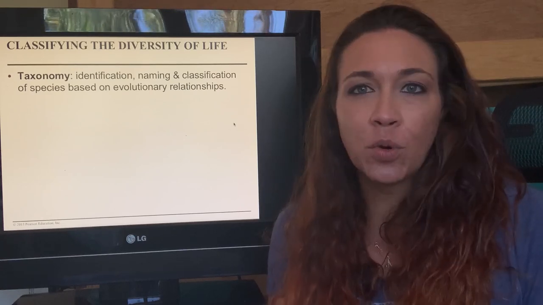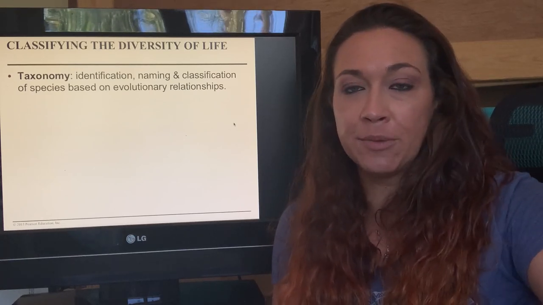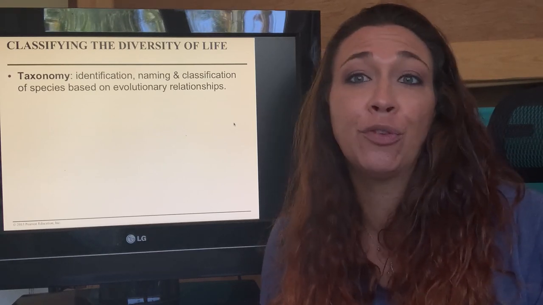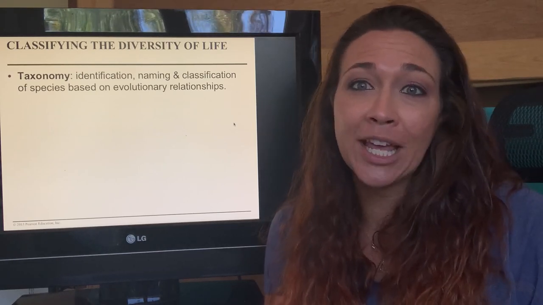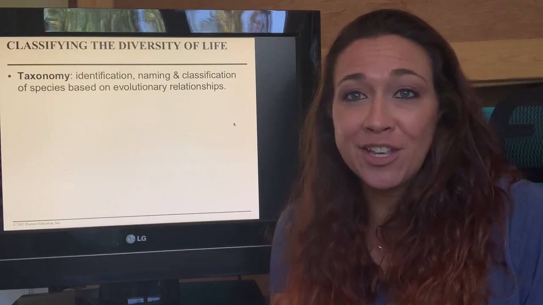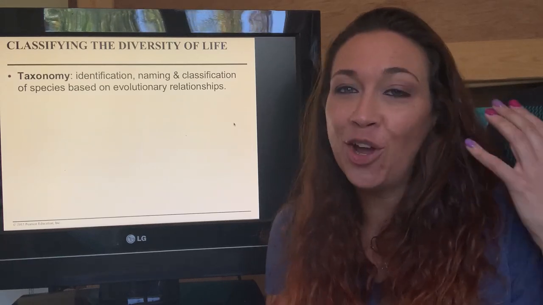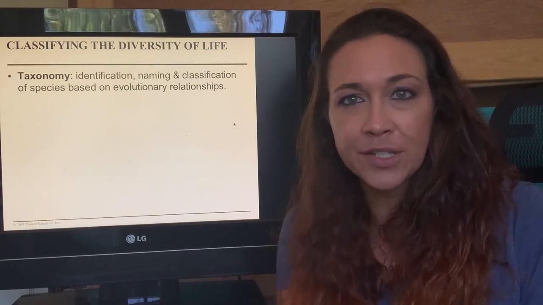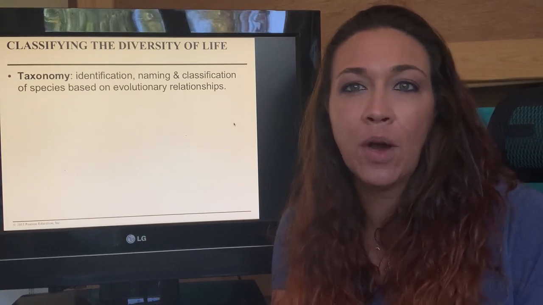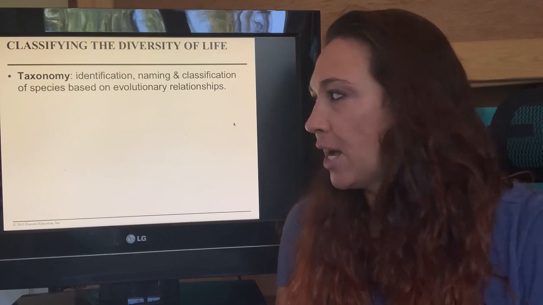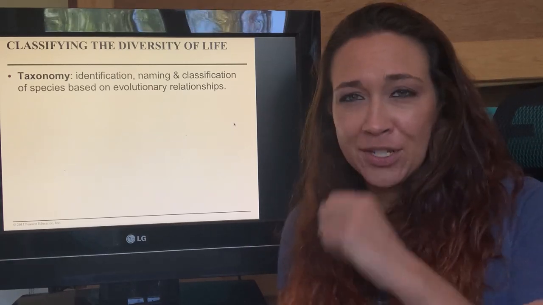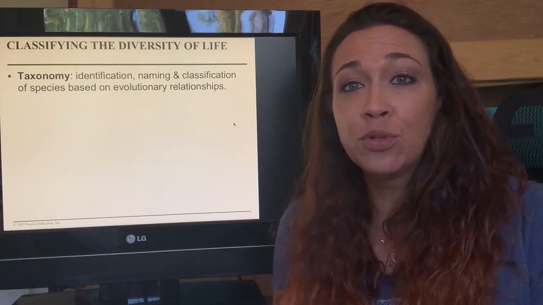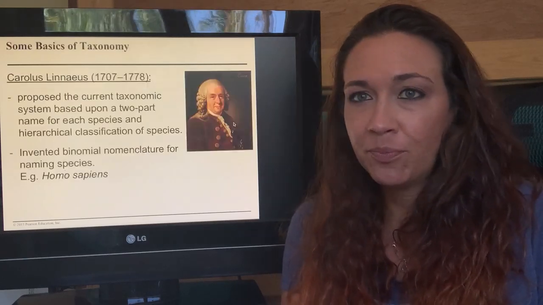So what we're doing is identifying these organisms, then classifying and naming them using a universal language. And that universal language is typically Latin. So you're like, wait, I have to learn Latin? No, of course you don't have to learn Latin. But we are going to give you certain prefixes and suffixes and root words which will help you break down these names. So when we're talking about taxonomy, again, we're talking about grouping organisms, usually by relatedness.